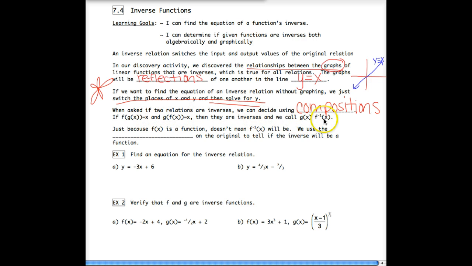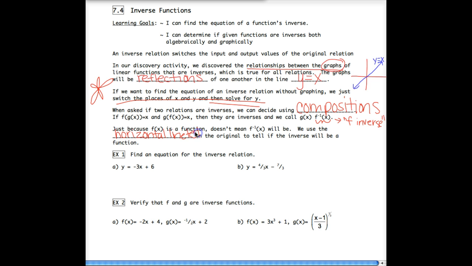We call this notation f inverse, and we read it as f inverse, not f to the negative 1x. Just because f of x is a function, meaning each x is assigned to exactly one y and it passes the vertical line test, doesn't mean that f inverse is necessarily a function. So we have to decide if it is also a function or not. And the way that we do that is the horizontal line test.